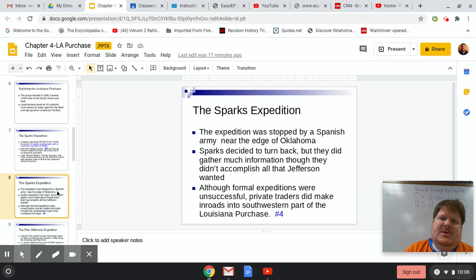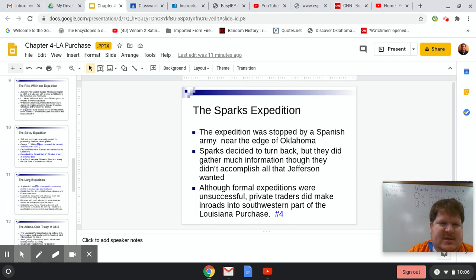We do see that the expedition was stopped by the Spanish army near the edge of Oklahoma. The Sparks decided to turn back, but they did gather enough information to help with that, at least what Jefferson wanted. So although the formal expedition was unsuccessful, we do see that private traders did make their inroads into the southwestern part of Louisiana. So that's part of your answer number 4 right there. So eventually this area would be discovered, and Thomas Jefferson would be able to get the information that he needed.